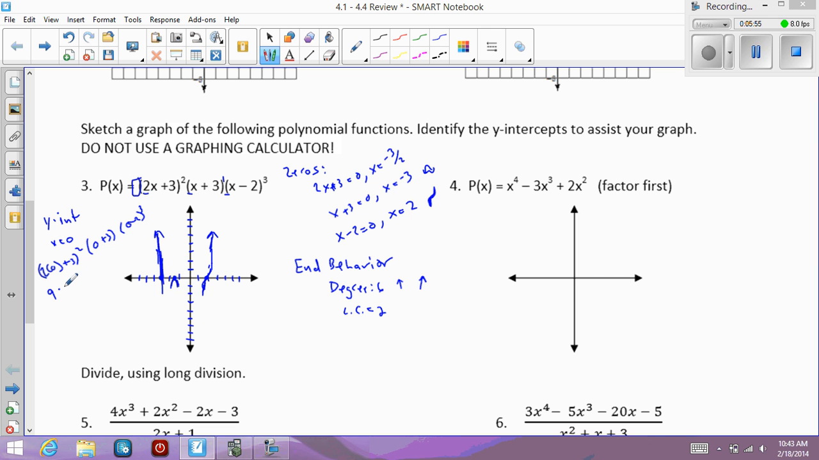0 plus 3 is 3, so 9 times 3. And that was 0 minus 2. It's pretty sloppy there, but 0 minus 2 is -2, and -2 to the third power is -8. Well, 9 times 3 times -8 is -216. Well, that obviously is not going to fit on this graph.